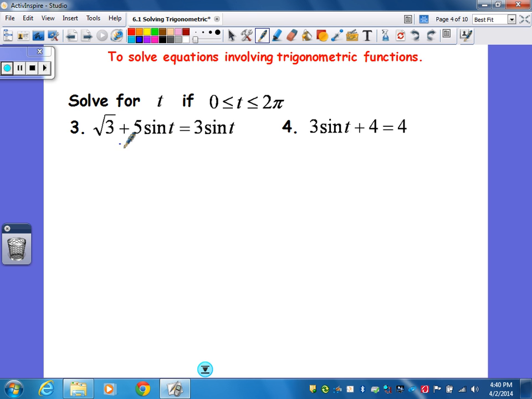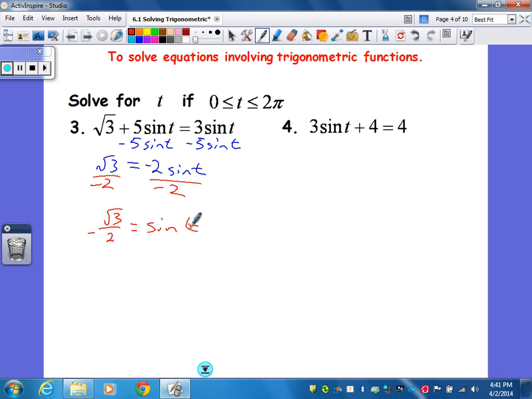So I'm going to subtract 5 sine t from both sides. Remember, if you do it to one, you have to do it to the other. So we have the square root of 3 left over, which is equal to negative 2 sine of t. And then from there, we want to get sine by itself. So we're going to divide that by a negative 2. So we have that divided by negative 2. So we have the square root of 3 over negative 2 equals sine t.